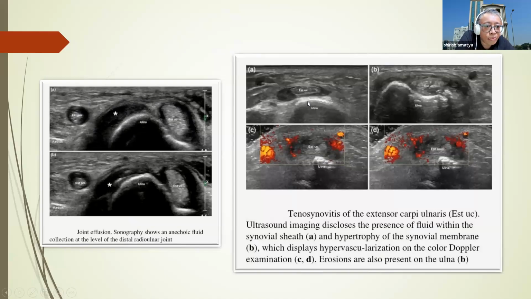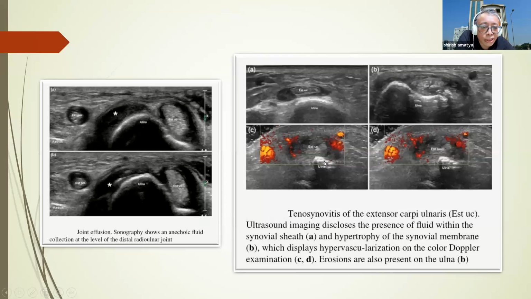Similarly, in the right side of the picture, you can see the effusion around the extensor carpi ulnaris. So this is the tenosynovitis of the extensor carpi ulnaris seen in rheumatoid arthritis. Here in picture B, you can see the synovial thickening of the synovial membrane, which is known as synovitis of the extensor carpi ulnaris. And if you turn on the color Doppler, you can see lighting up of the color Doppler, which basically shows there is hypervascularization due to rheumatoid arthritis.